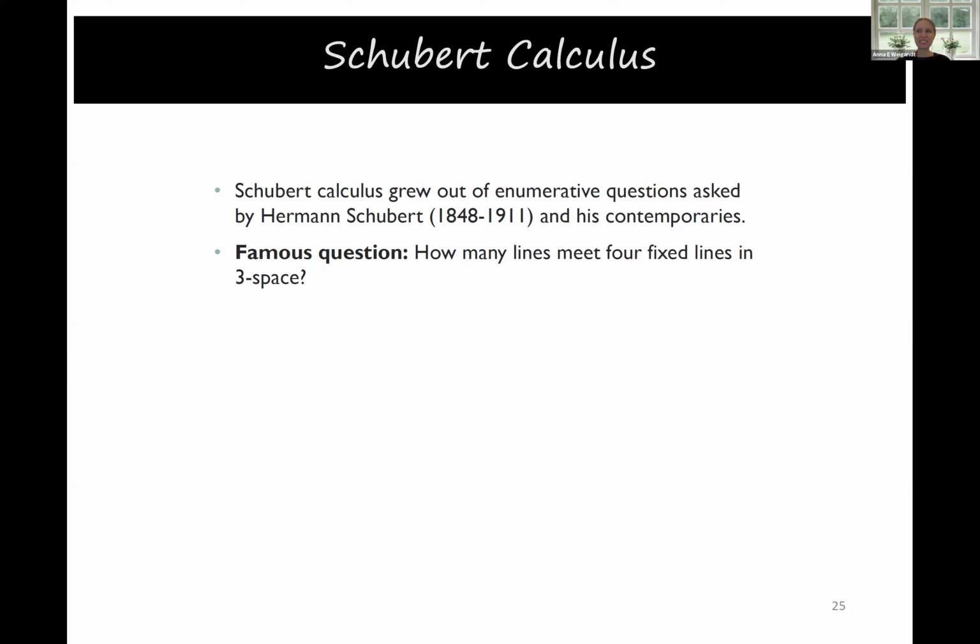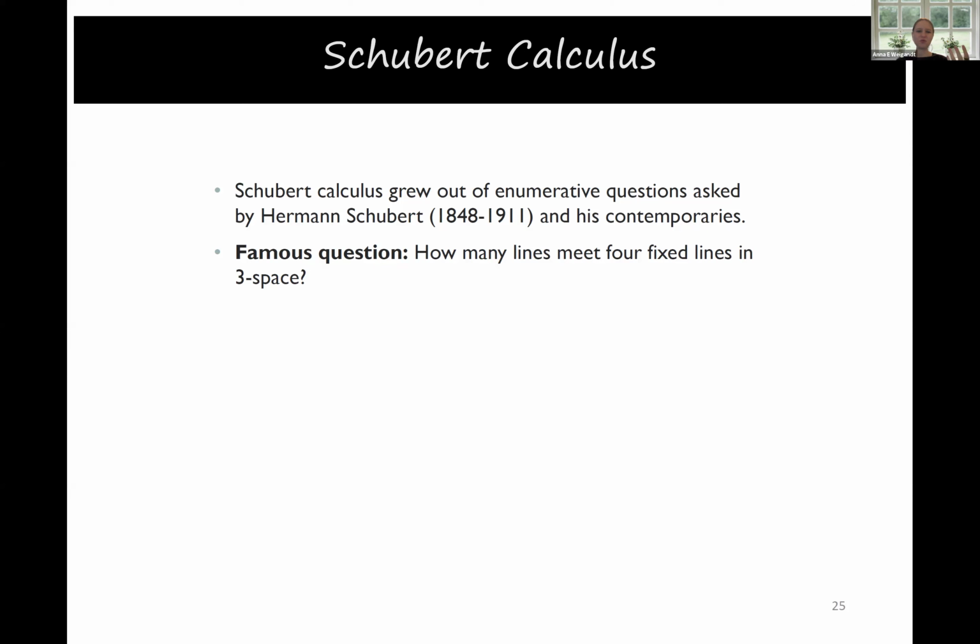And one famous question, and the one that if you meet any Schubert calculator, they'll probably tell you first because it's the nicest one to visualize: how many lines meet 4 fixed lines in 3-space? So if I just fix 4 lines at random, you can ask how many lines meet all 4 of those fixed ones. And if you're just trying to picture these laser beams in space, it gets a little bit challenging.